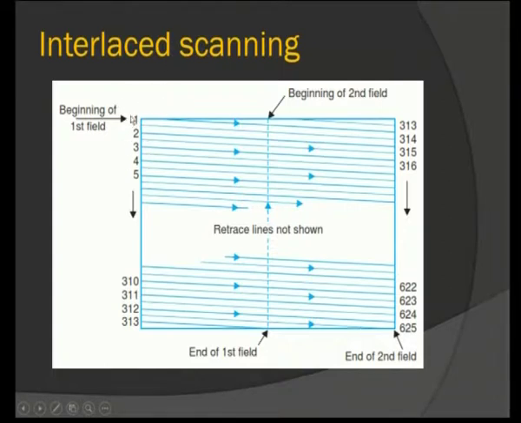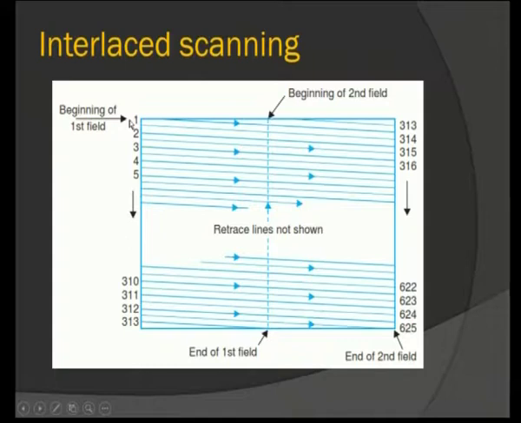Like what I explained in the previous slide, we have two groups, that is two fields. This is the first field, this is the second field, and each field is alternately scanned. From the beginning of field 1, from the left, it starts and ends here. So, 625 lines is divided into two sections, that is 313. Again from 313 it starts. We will consider 312.5.